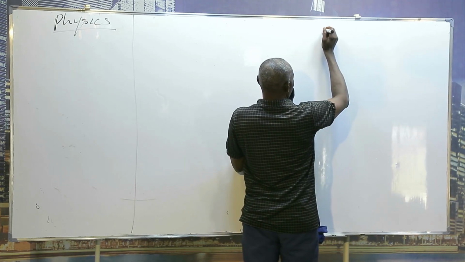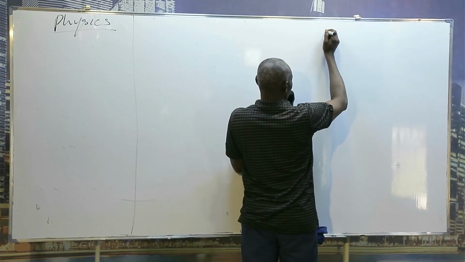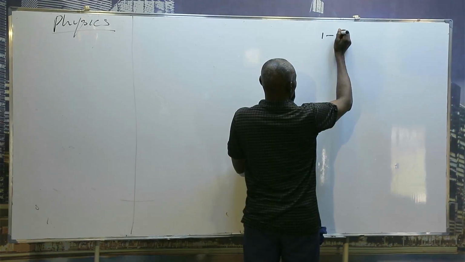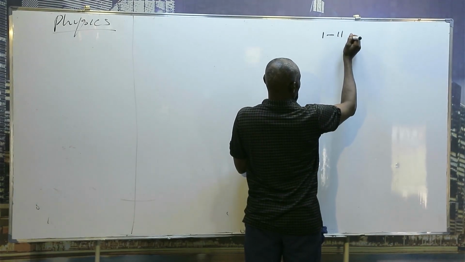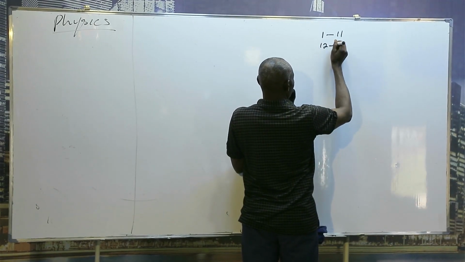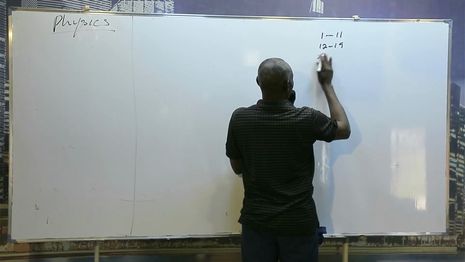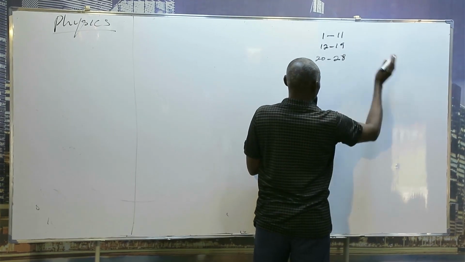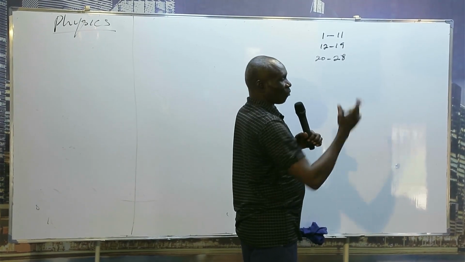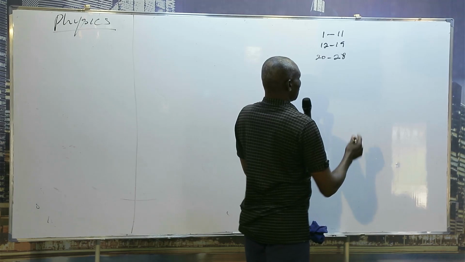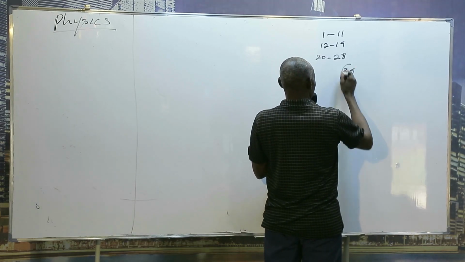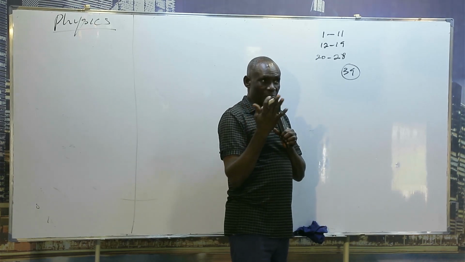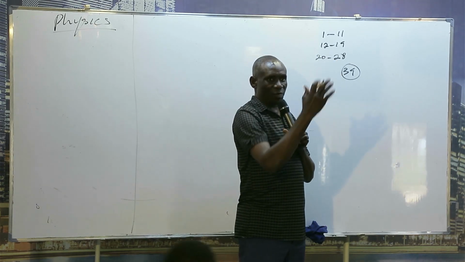We arranged the JAMB syllabus. Please concentrate. From chapter 1 to 11, 12 to 19, 20 to 28, and all that, down to 39. We have 39 chapters of the JAMB syllabus. I have a hand copy. It's here. I'll hand it over.